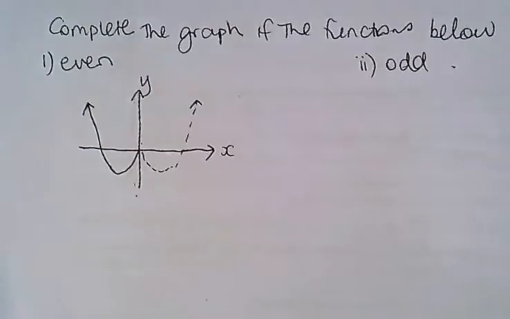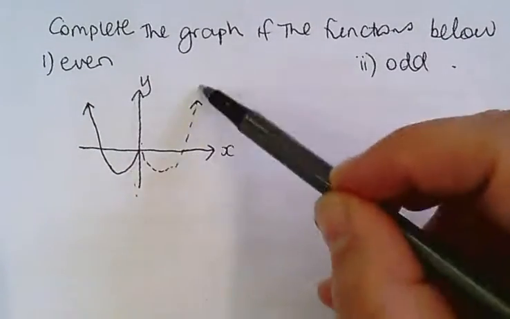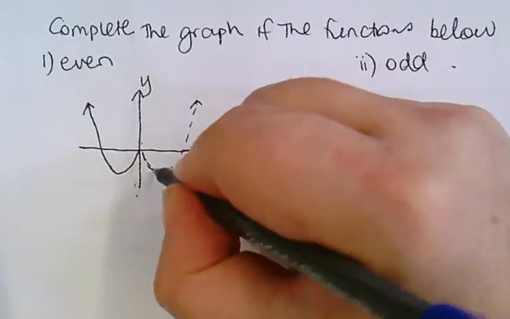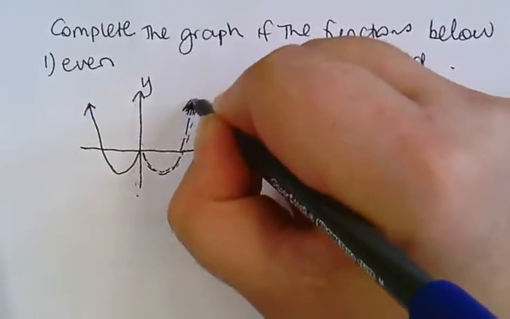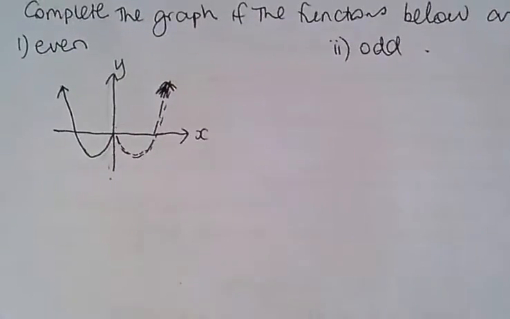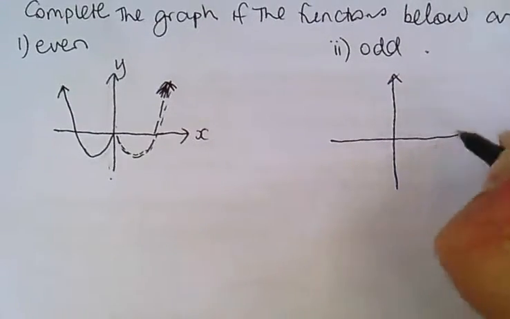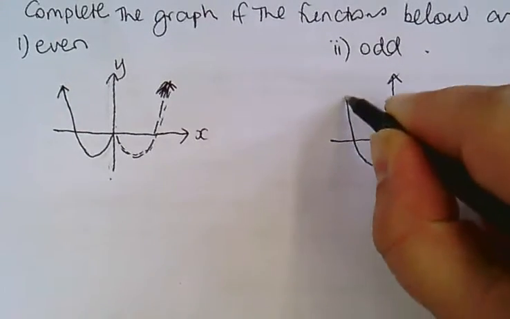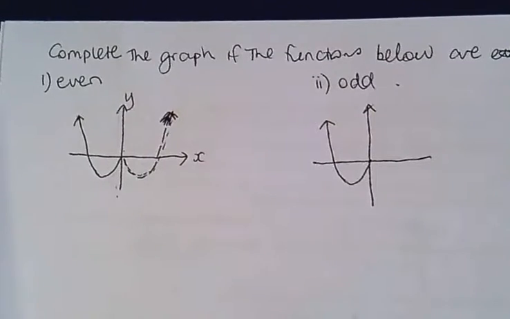You get that? So complete the graph. I've got the left-hand side of the graph. If I want to complete it so that it's an even function, I would do that. You would do it in a solid line, but I'll do it there in a dotted line. Now, I'm going to do the same function, and I'm going to complete the graph if this function is odd.